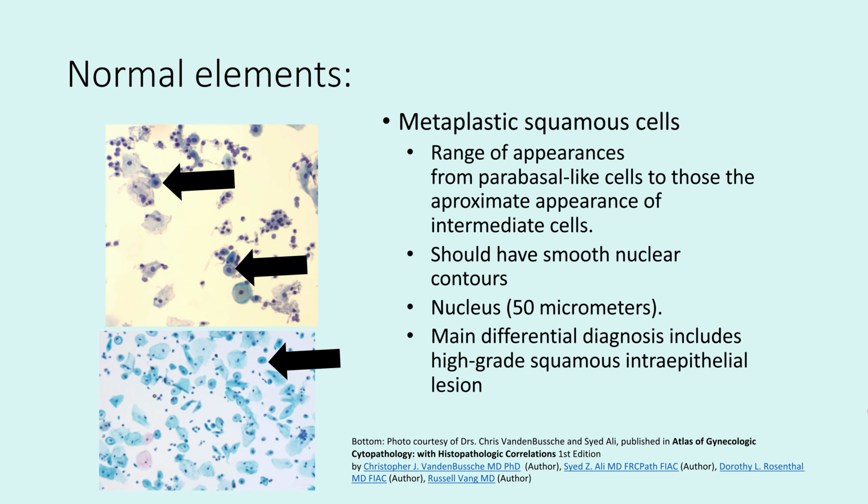This is a slide of an additional normal element, a metaplastic squamous cell, which can show a range of appearances from parabasal-like cells to those approximately the appearance of an intermediate cell. But they should have smooth nuclear contours. This is important when you're judging these versus an atypical diagnosis. And the nucleus should be about 50 micrometers. The main differential diagnosis includes high-grade squamous intraepithelial lesion, which can be a difficult distinction.